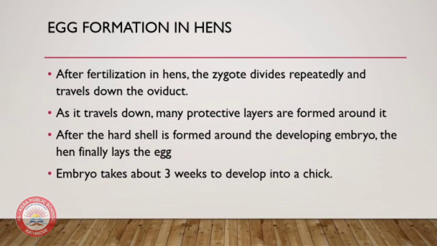Internal fertilization takes place in hens also. Soon after fertilization, the zygote divides repeatedly and travels down the oviduct. As it travels down, many protective layers are formed around it. After the hard protective shell is formed around the developing embryo, the hen finally lays the egg. The embryo takes about 3 weeks to develop into a chick. The development of the chick takes place inside the eggshell during this incubation period.